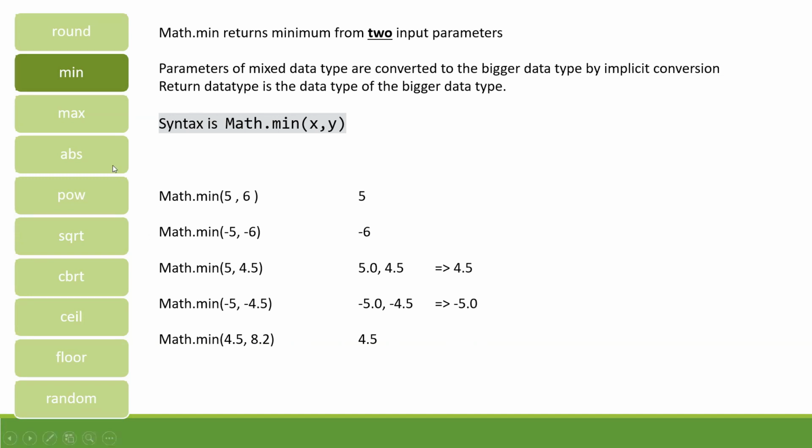Okay, so we have looked at three functions: min, max, and absolute, where the data type of the output depends on the parameters. Just summarizing, if both are integers, the answer is an integer. If both are double, the answer is a double. If one is an integer and one is a double, the answer will always be a double, because the integer gets converted to a double before the comparison.